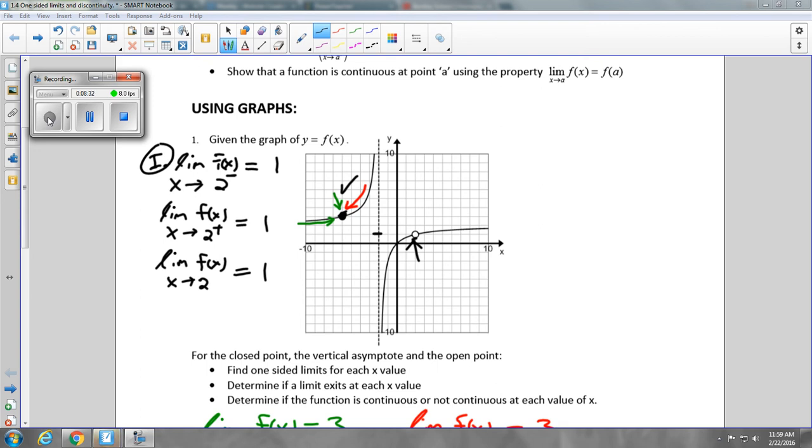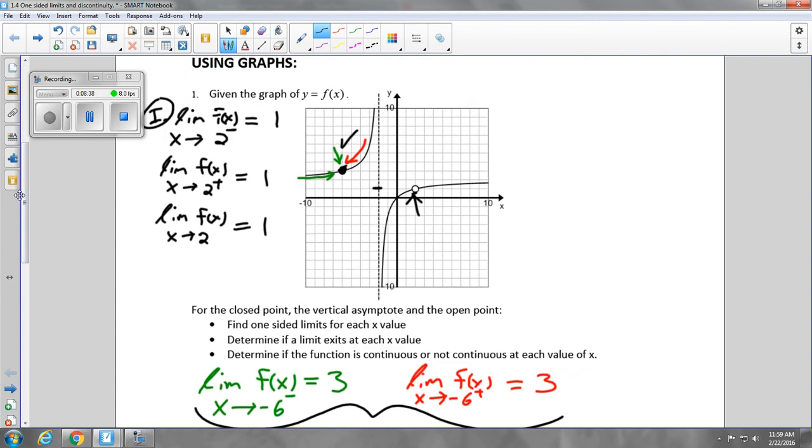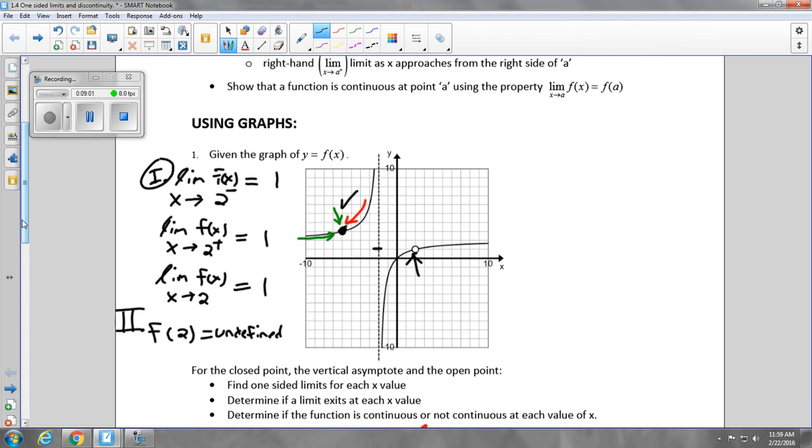The problem here is that number 2 doesn't. I can't say that that point even exists. F of 2 is undefined. So this is number 2, if you're going to keep track of what they were. So in that case, all 3 of these aren't actually happening, so not continuous. So this point we would say is not continuous. Okay? Now let's do the asymptote one.